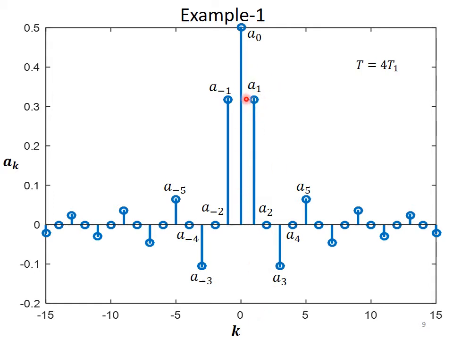This is the fundamental frequency. Then the second harmonic is 0. Then the third harmonic is the third highest, and similarly the fourth harmonic is 0. The magnitude of the fifth harmonic is smaller than a3, and similarly the sixth harmonic is 0, and so on. So we can say this is the spectrum of a square wave, and it is for T equal to 4T1 when we have 50% duty cycle.